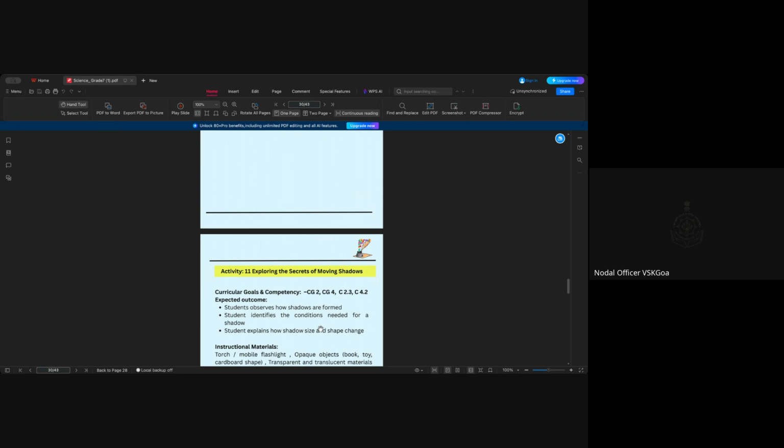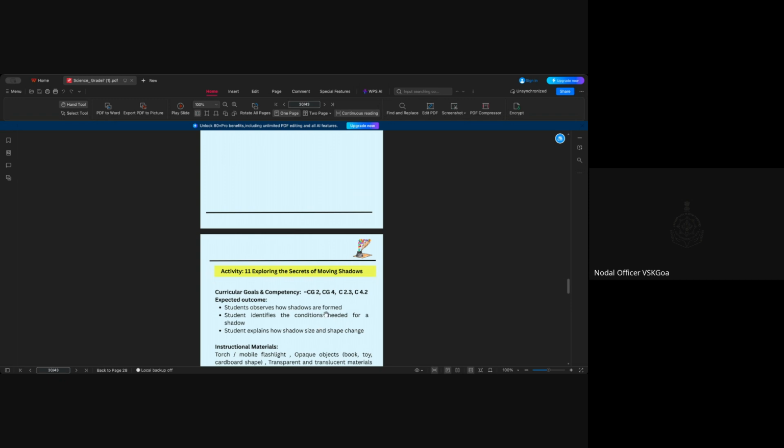The next activity which follows is activity 11, which speaks about exploring the secrets of the moving shadow. Here, it caters to curricular goal 2 and at the same time curricular goal 4, also curricular goal 6 and curricular goal 7. Specifically it caters to competency 2.4, where it explains light and shadow.